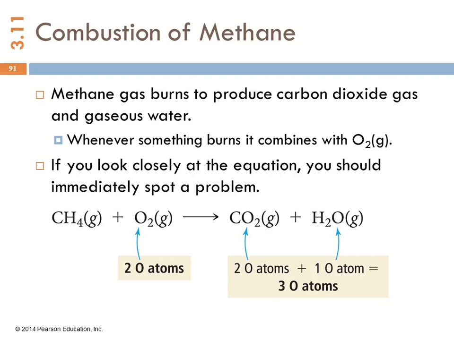The combustion of methane produces carbon dioxide gas and gaseous water. So whenever something burns, it's going to combine with oxygen. And we should recognize this because how do we put out a flame? Well, you can squirt water on it. Why does water put out a flame? Because it keeps the air, which contains oxygen, from the flame.